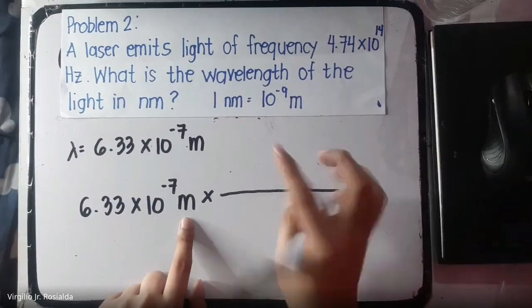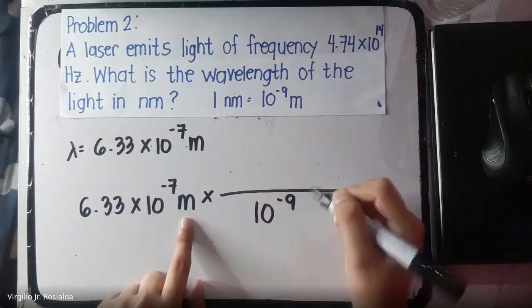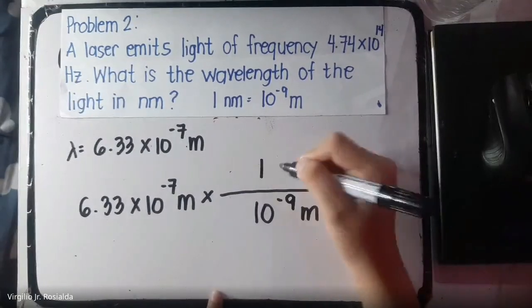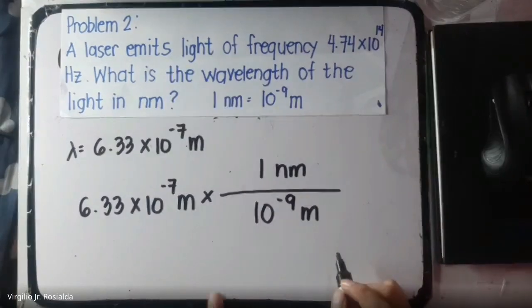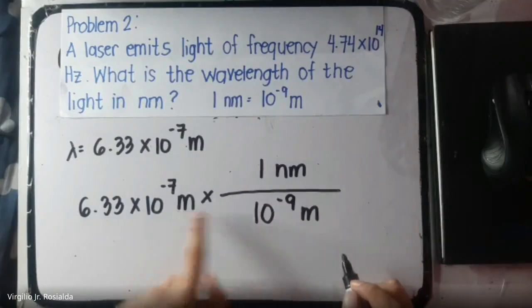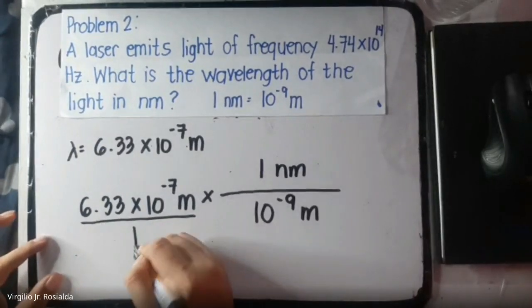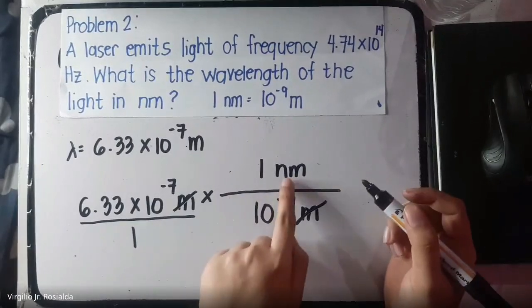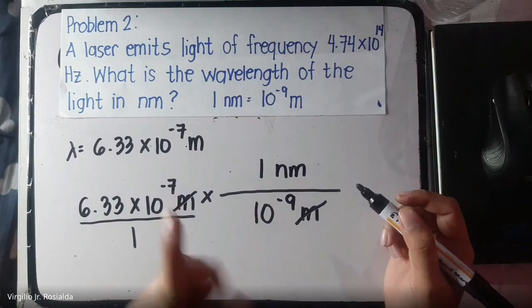So that's why, ito ang gagamitin ko, 10 raised to negative 9 meter. And I'll put 1 nanometer at the top. Okay. Since this one is the same unit, kasi this one technically ay over 1, so cancel natin ito at cancel natin ito. Matitira na lang nanometer. So tama ka. Na-convert mo na yung meter to nanometer.